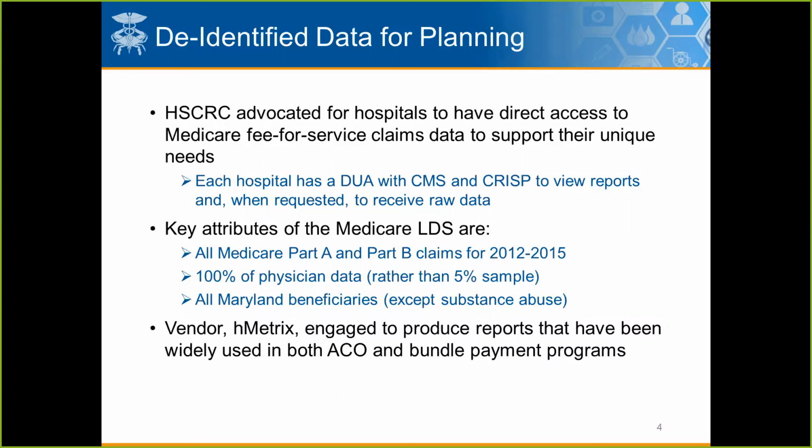Hopefully, these reports will either save you from having to make a separate investment or at least give you a clearer indication of what you might want to invest in terms of reporting and analytics. We have a vendor that we selected through a couple of different means called H-Metrics, who has produced this first set of reports. We selected H-Metrics because they have specific and nationwide experience with things like ACOs and bundled payment programs.